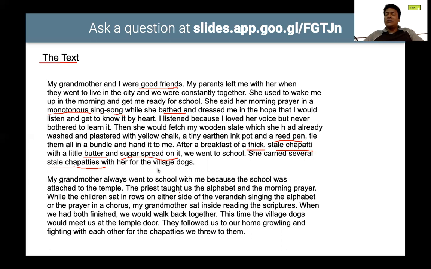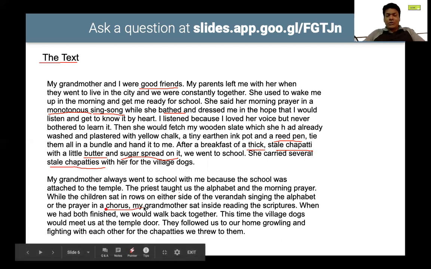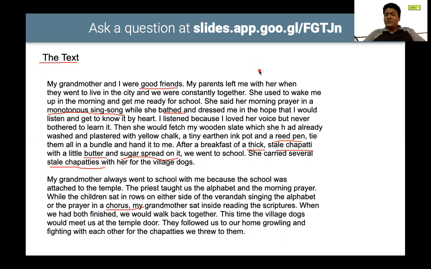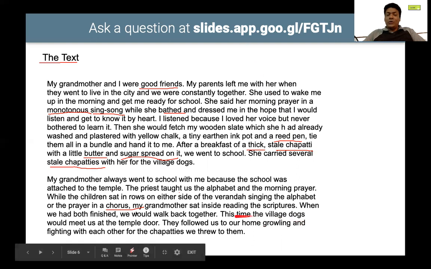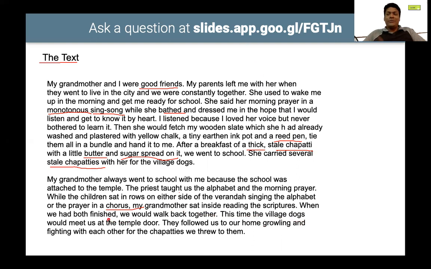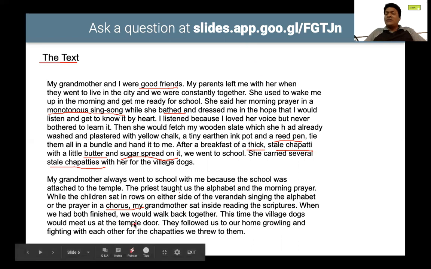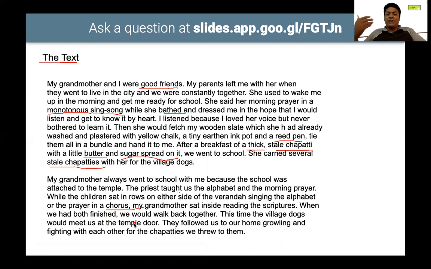The writer also stated that his grandmother sat inside reading the scriptures. So while the writer was sitting on the veranda singing the alphabet or the prayer in a group, chorus meaning group, the writer's grandmother sat inside reading the scriptures. Reading the scriptures means reading the holy books of God. When we had both finished, that is the writer and the writer's grandmother finished their job, the grandmother finished reading the scriptures or holy books of God.